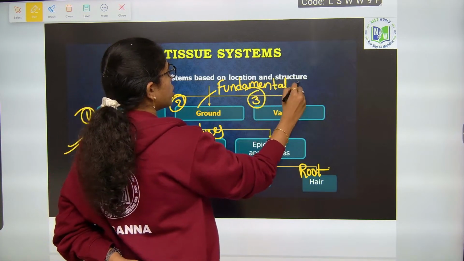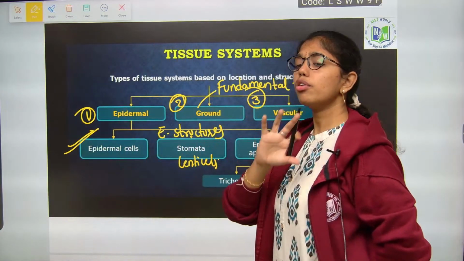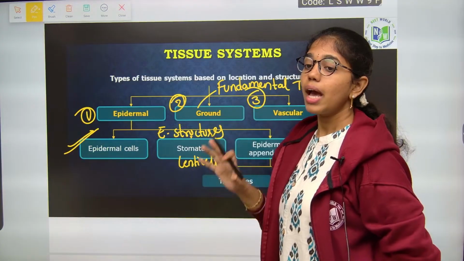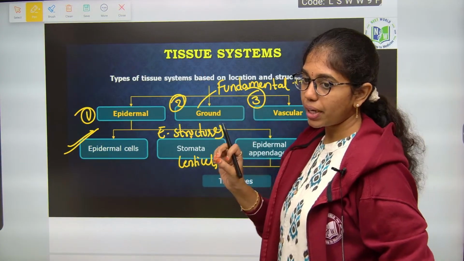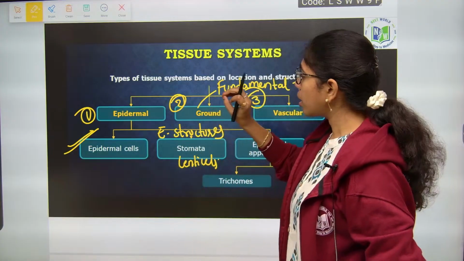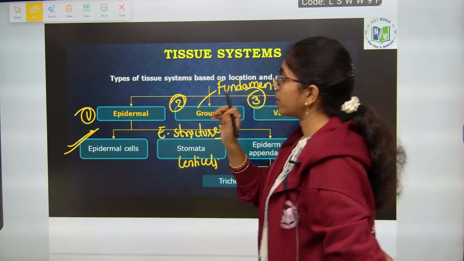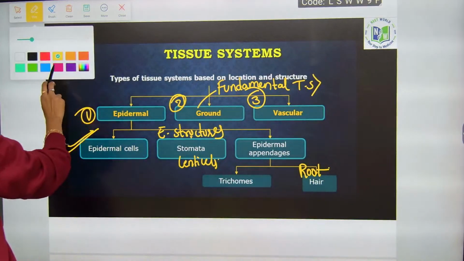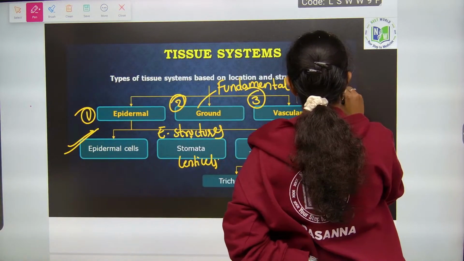Fundamental tissue system or ground tissue system includes all the regions of the plant except epidermis and vascular bundles. What does it include? Just take down. After epidermis, hypodermis, right?